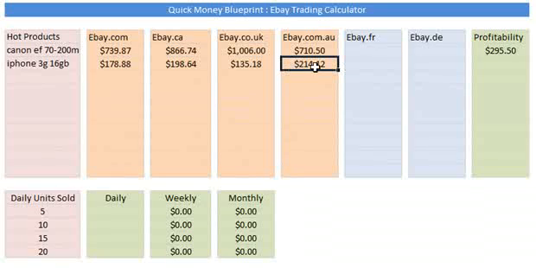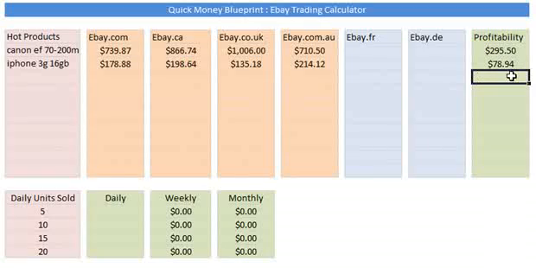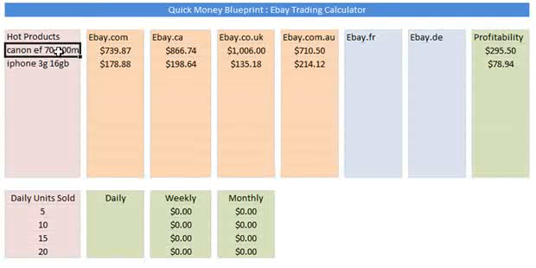I'm going to take the highest price again and subtract the lowest price. In this example with the iPhone, you would want to buy on the UK's eBay page and then create a listing in eBay Australia and sell it there. So again, we hit the equal sign, take the highest one, which is in Australia, and minus the lowest one, which is in the UK, and you can see the profitability here is $78.